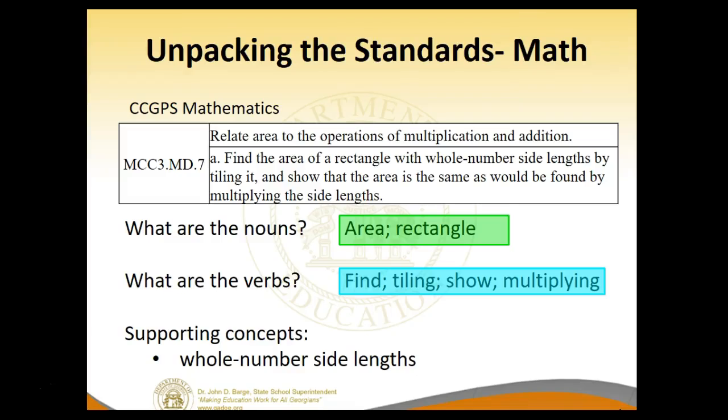And so our element here says, find the area of a rectangle with whole number side lengths by tiling it and show that the area is the same as it would be found by multiplying the side lengths. When I turn to my third graders and read it, they sort of just give me these blank stares. And so we've got to break it down in a way.